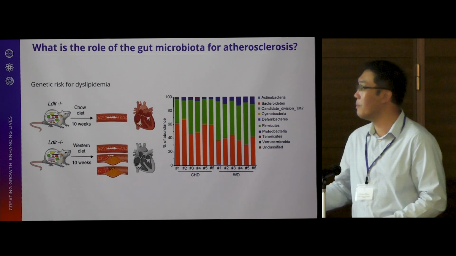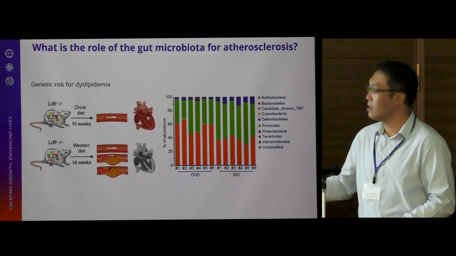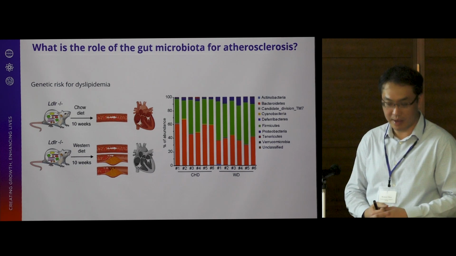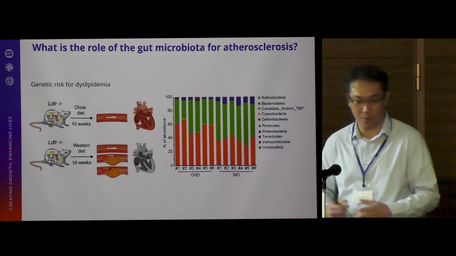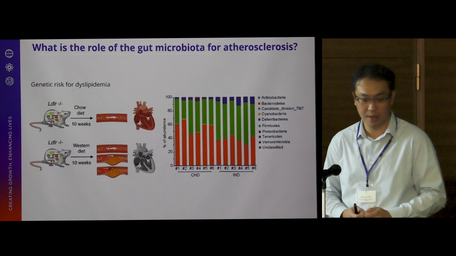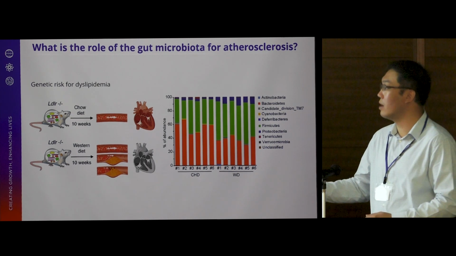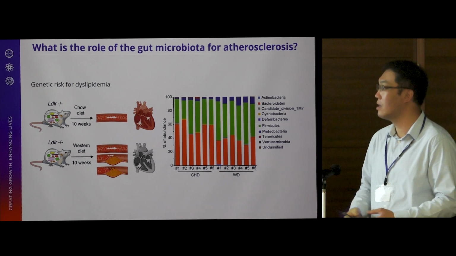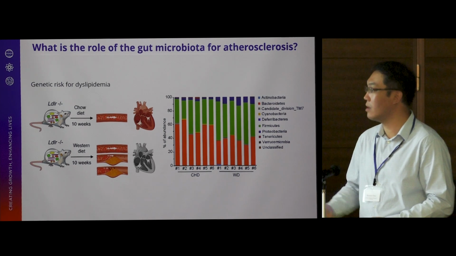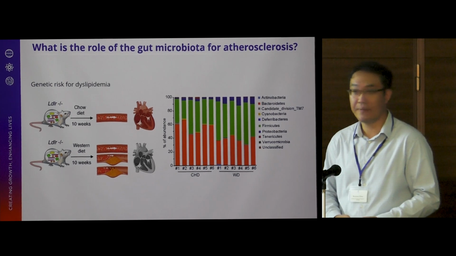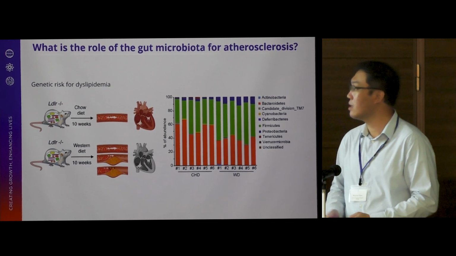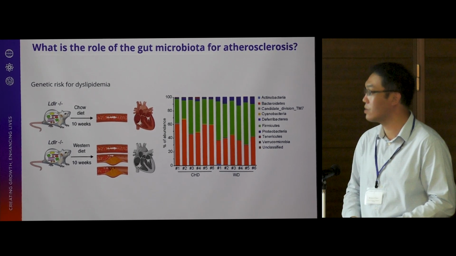So here we use the mouse model. Because we know for dyslipidemia, there are a lot of genetic mutations associated with this disease. For example, one is the mutation in LDLR, the low density lipoprotein receptor. And in this mouse model, if you keep the mouse on the regular diet, they are totally fine, they don't develop any disease. But once you put those animals on the Western diet or high-fat diet, after 10 weeks, you can start to see lipid accumulate in the heart, and then you will develop atherosclerosis.